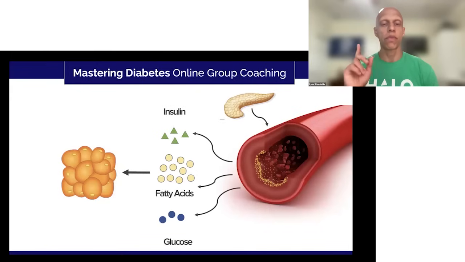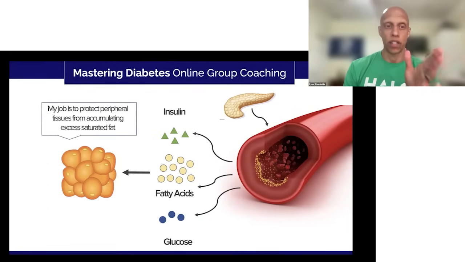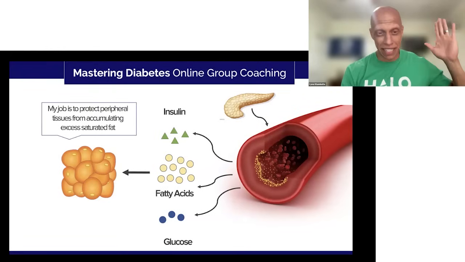Okay. Now, I mentioned earlier that fatty acids can also get inside of your adipose tissue. Okay, so when that happens, here's what goes on. Fatty acids enter your adipose tissue. And that's a good thing because adipose tissue is the safe place to put fatty acids. That is exactly where it's supposed to go. It is a tissue that is designed to uptake fatty acids. That's where you want it to go.